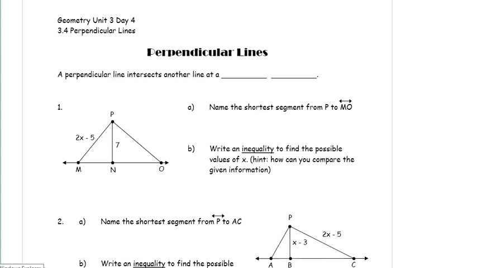Hey, welcome back. We've got perpendicular lines today. It's going to be a real short, sweet video, not too much information, but again, important information as always.